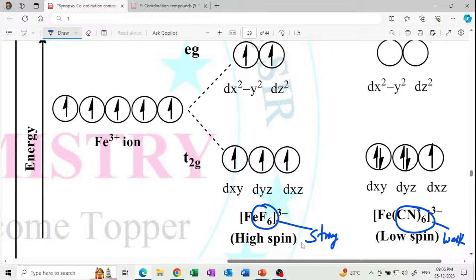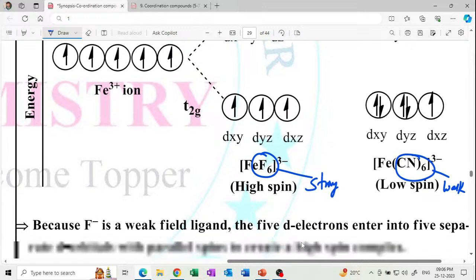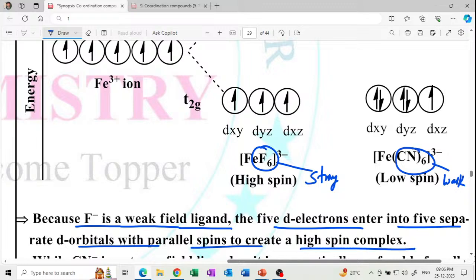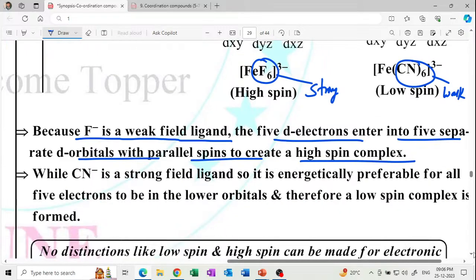This is CFT, crystal field theory. What is the reason? Because F is a weak field ligand, the 5 d electrons enter into 5 separate d orbitals with parallel spins, creating a high spin complex. And cyanide, CN minus, is a strong field ligand, so energetically it is preferred for all 5 electrons to be in the lower orbitals, and therefore it is a low spin complex.